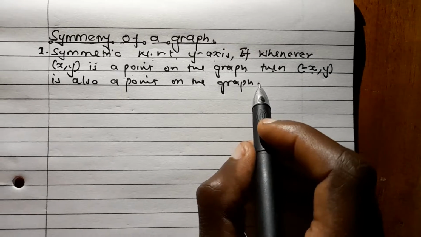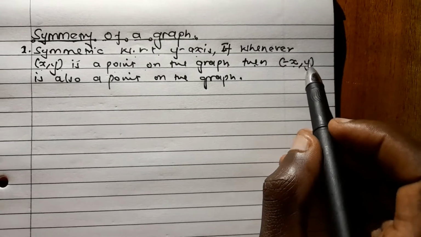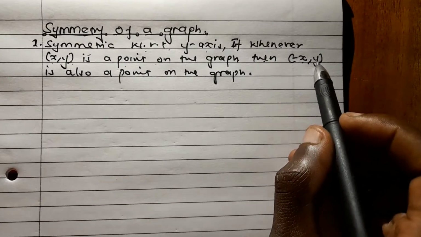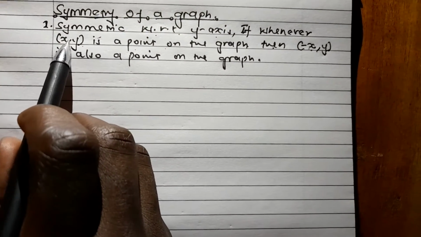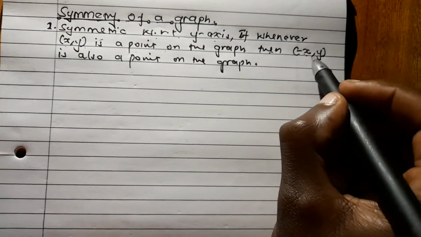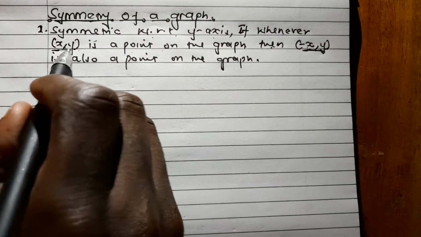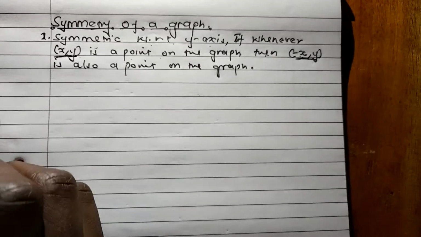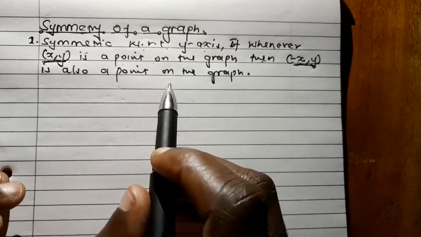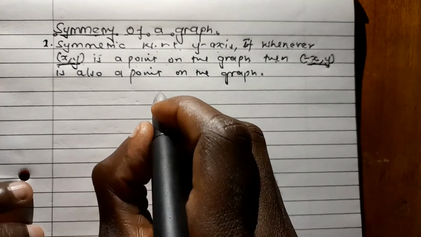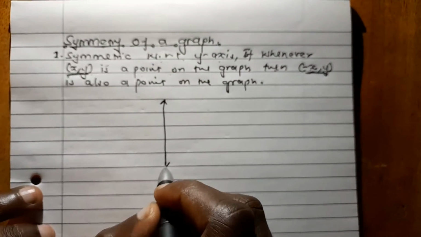So it means that the portion of the graph to the left of the y-axis is actually a mirror image of the portion to the right of the y-axis. This coordinate is actually a mirror image of this coordinate. So we will say that it is symmetric with respect to the y-axis. Maybe I can have a sketch, and this will help us understand it even better.